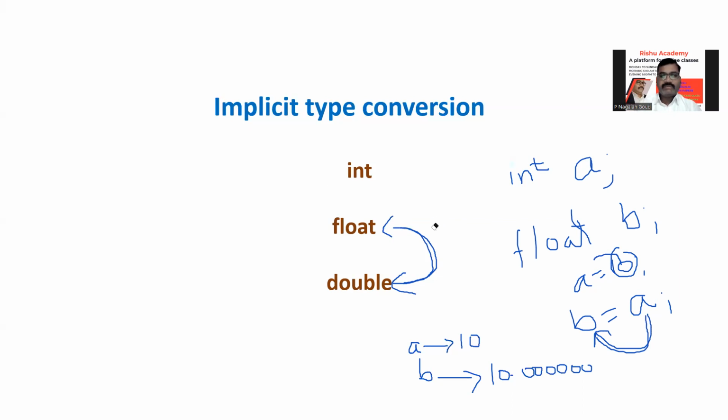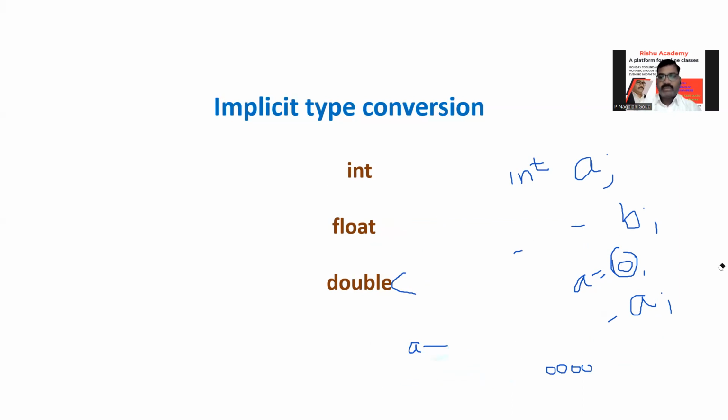The second category, explicit type conversion.